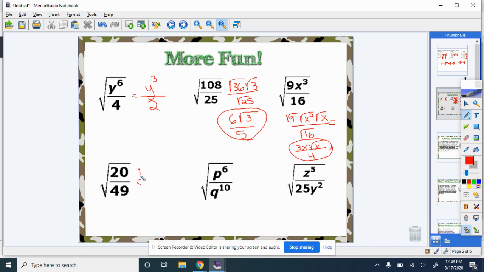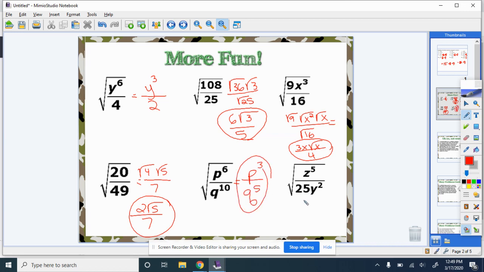All right, the next one, let's break up 20 into root 4 and root 5. The denominator I already know is 7. So my final answer in the most simplified form would be 2 root 5 over 7. You have to break up the 20 if you can. We know the square root of both of these, so we would just have p to the 3rd over q to the 5th. That was a nice one.